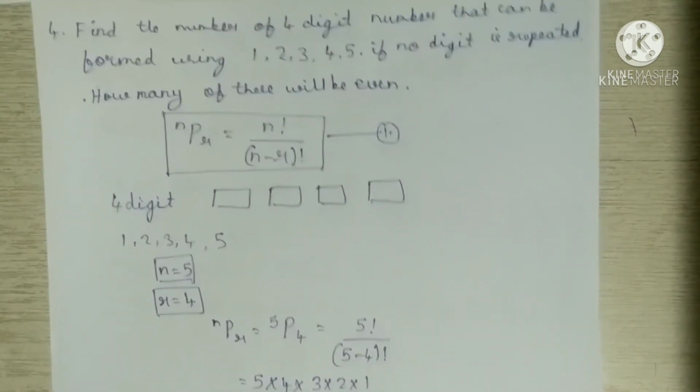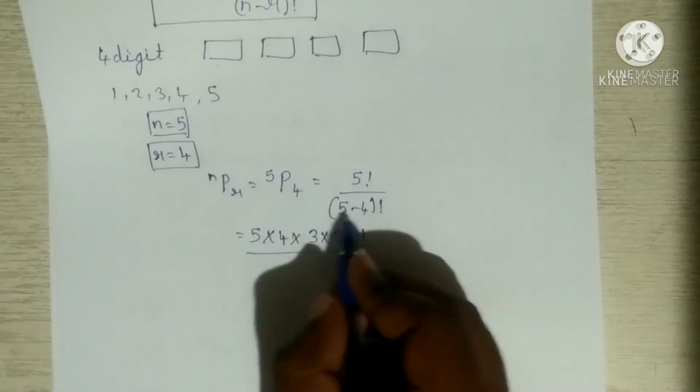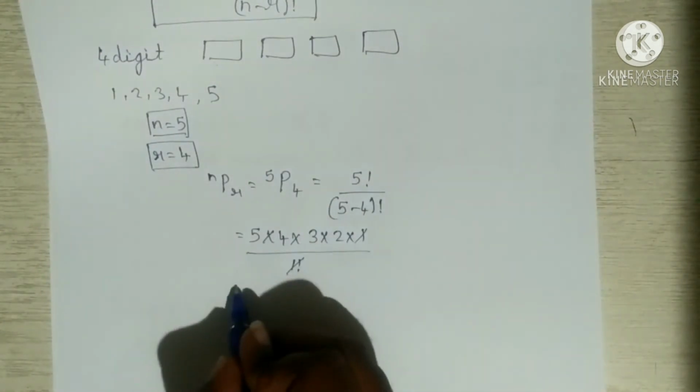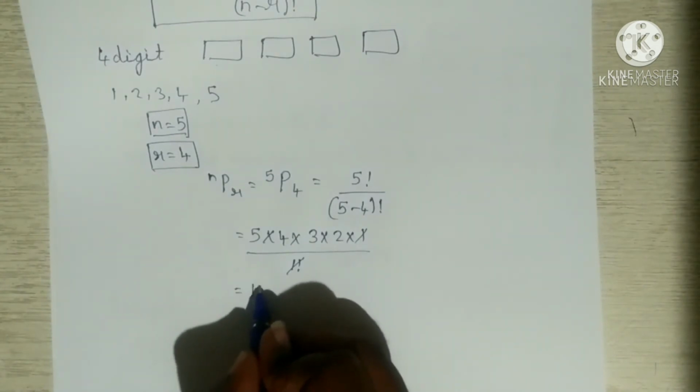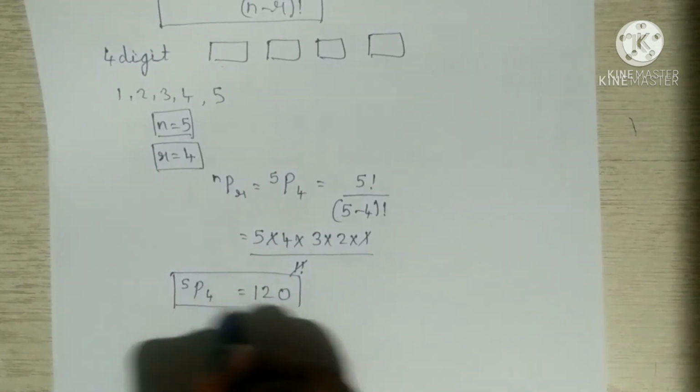nPr is equal to 5P4, which is 5 factorial by 5 minus 4 factorial, which is nothing but 5 into 4 into 3 into 2 into 1. 5 minus 4 is 1 factorial. 1 cancels. Okay, total answer is 120. 5P4 is nothing but 120.